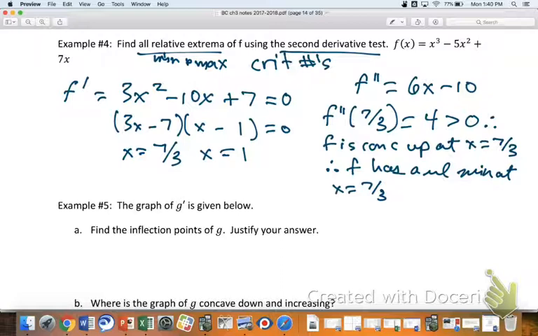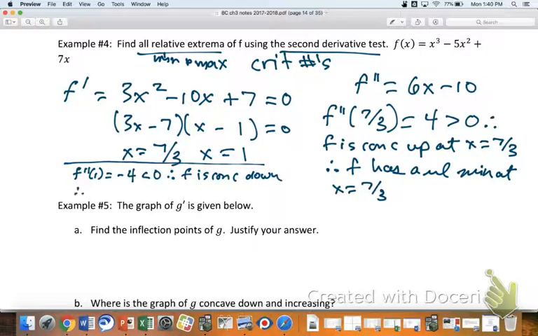So then we do something similar with the 1, and I'm going to try to squeeze this in down here. I would say f double prime of 1 is negative 4, which is, of course, negative, in spite of what I said earlier. Therefore, f is concave what? F is concave down. Therefore, f has a relative max.